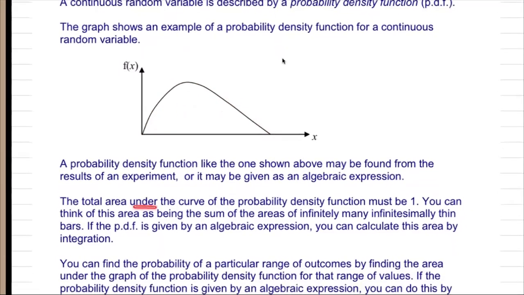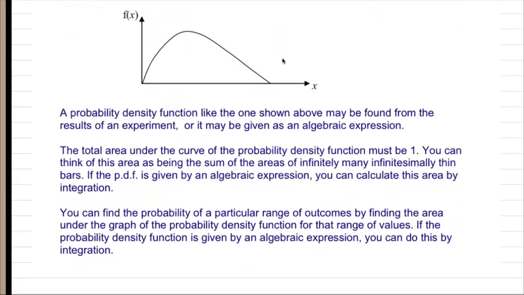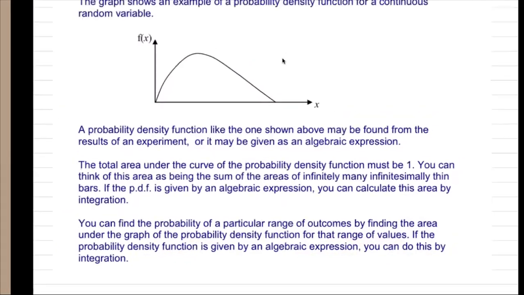The total area under the curve of the probability density function must be 1. You can think of this area as being the sum of the areas of infinitesimally thin bars like this. If the PDF is given by an algebraic expression, you can calculate this area by integration. Now, you can find the probability of a particular range of outcomes by finding the area under the graph of a probability density function for the range of the values. If the probability density function is given by an algebraic expression, you can do this by integration.